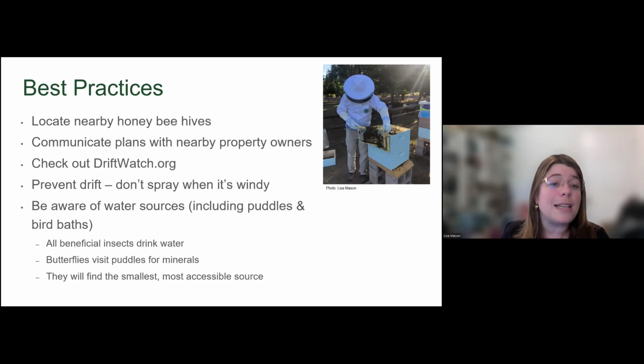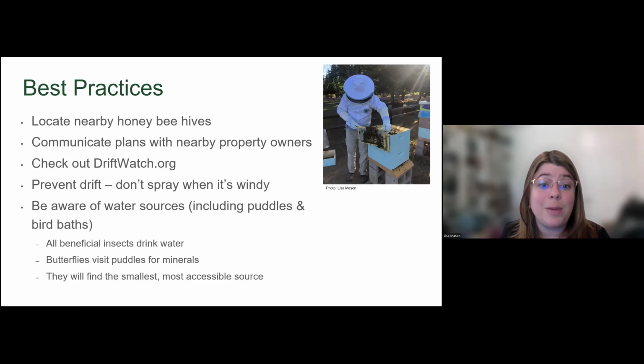And some general best practices. You're going to want to locate any honeybee hives nearby and take precautions. This is important to communicate with your neighbors. If your neighbors have hives and you're going to apply something that may impact their bees, give them a heads up so they can take precautions.